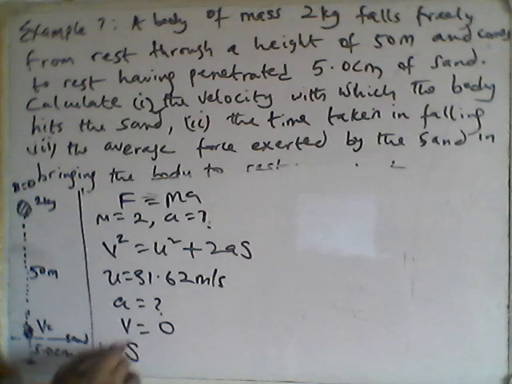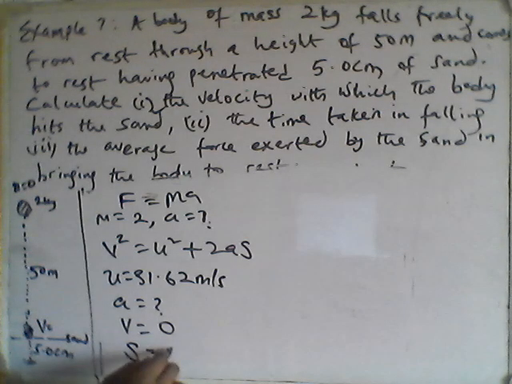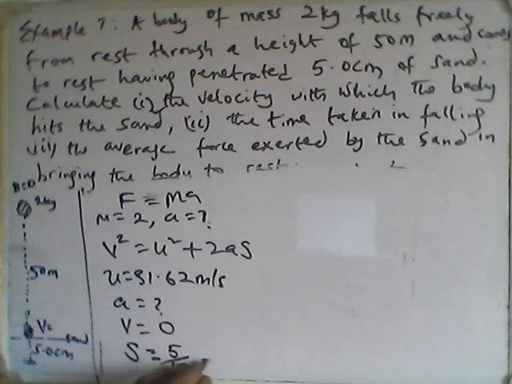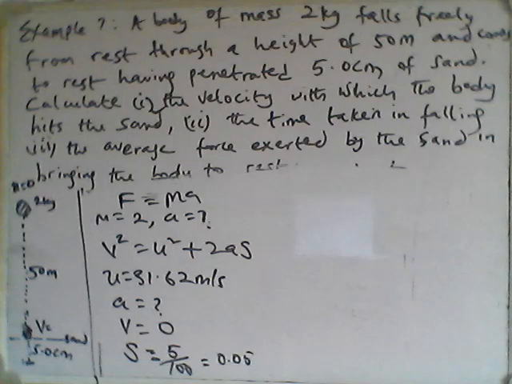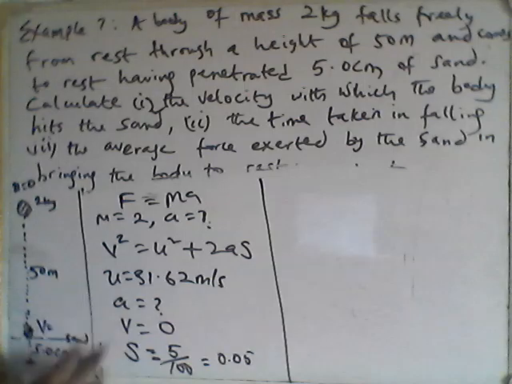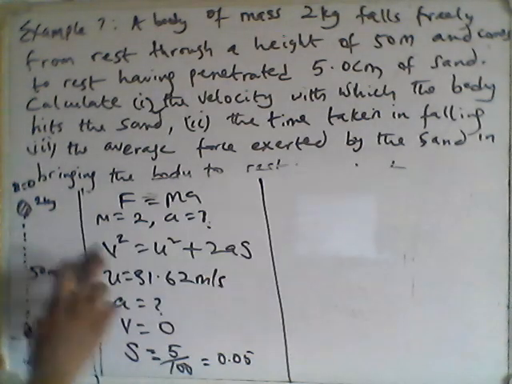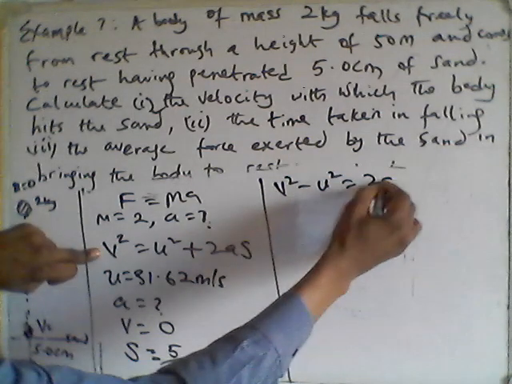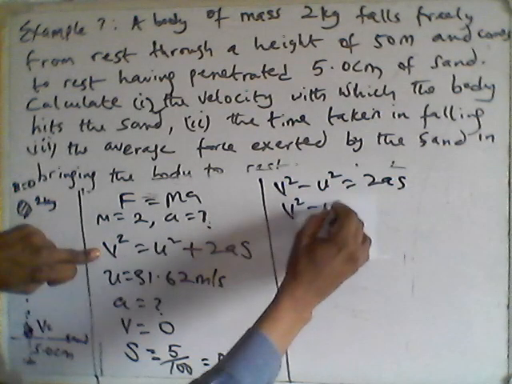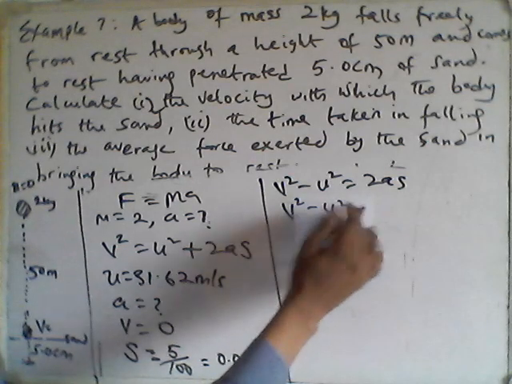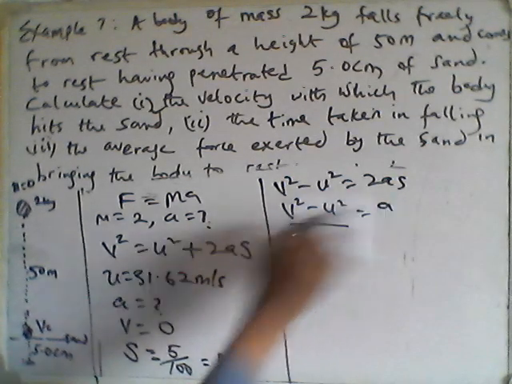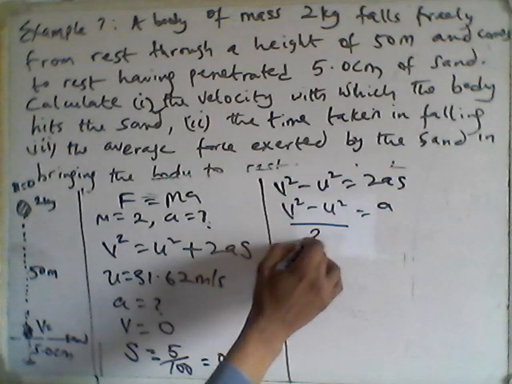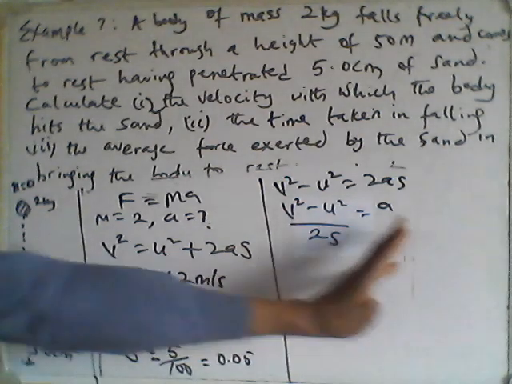And the distance S is given as 5 cm. We have to convert that 5 cm to meters, so it is 0.05 meters. Okay, so we just plug in the formula. We're looking for A, right? So from here, V squared minus U squared is equal to 2AS. V squared minus U squared over 2S is equal to A. So we're looking for A.